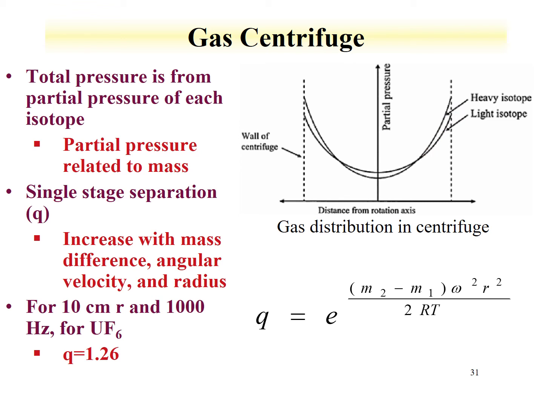Now, compared to this stage separation Q that we looked at for the diffusion system of 1.004, for a gas centrifuge Q is much higher. For a system of a 10 centimeter radius and a frequency of 100 hertz for uranium hexafluoride, Q is 1.26. So this Q is increased greatly by using the gas centrifuge.